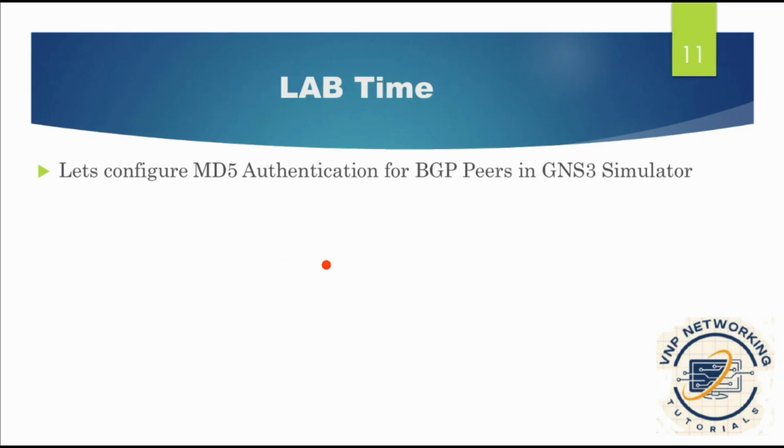Okay, so in this lecture, we understood the basics of MD5 hashing and how the MD5 hash is generated. In the next lecture, we will see how MD5 authentication is used between BGP peers and understand how the authentication works. We will also perform a hands-on BGP lab, configure MD5 authentication between two routers, and verify the results.